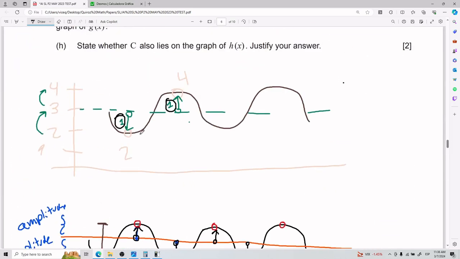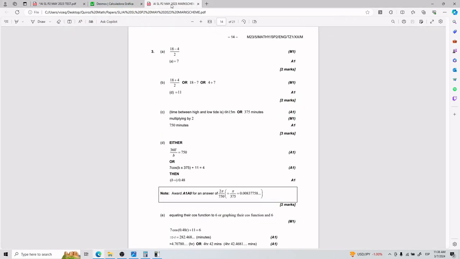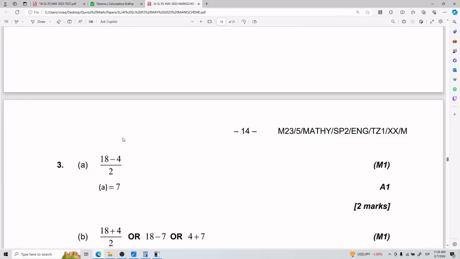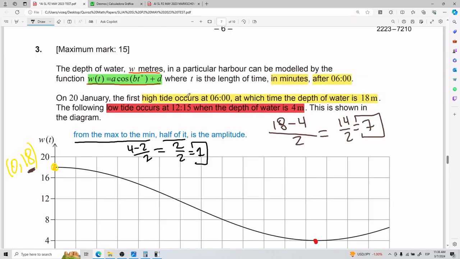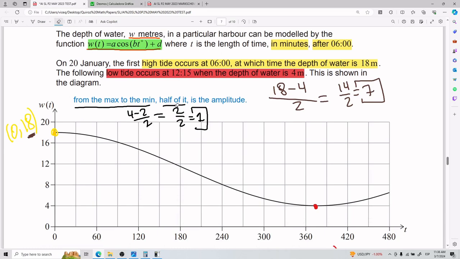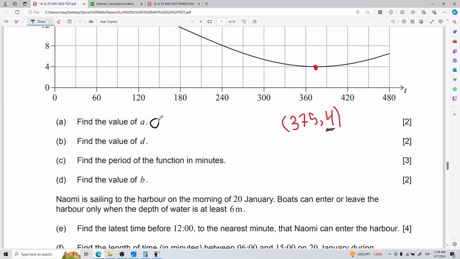All right guys, that was just to convince you that what I did here is legal. And if you still don't trust me, look at the answer key. That is quite literally how they do it: 8 minus 4 divided by 2. So that is how you find amplitude. In this case, from the max to the min, half of it is the amplitude. For part A, we will be putting that A equals 7. Let me take this over here. All right, so that is for part A.